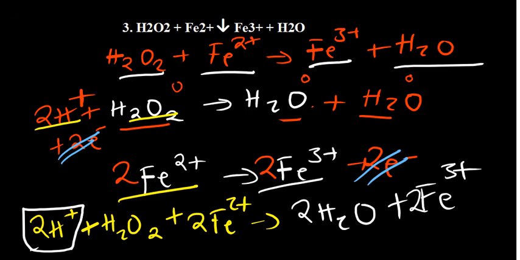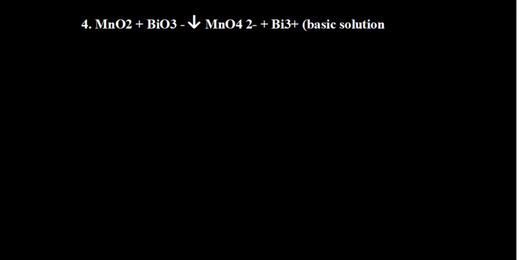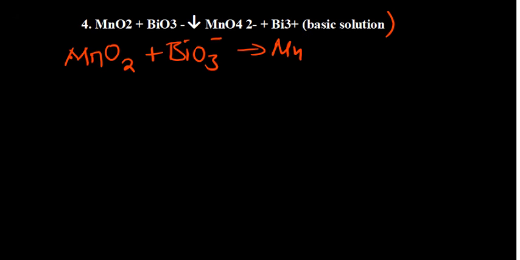Okay, let's try to move on to the next question now, which is going to focus on a basic solution. Whenever you're dealing with a basic solution, the procedure is the same, but what is important is that after balancing in acidic media, you need to add the hydroxide ions, which we are going to do in this example. So what do we have? We have manganese O2 plus that minus, giving us manganese O4 2 minus plus Bi3 plus.